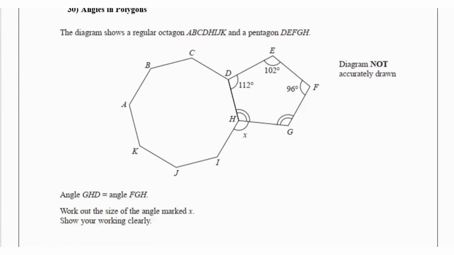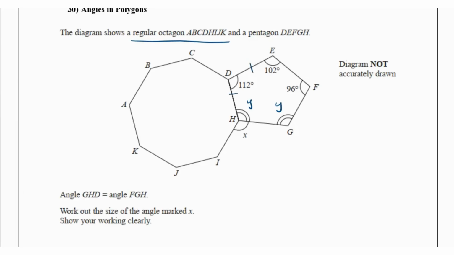The diagram shows a regular octagon A, B, C, D, H, I, J, K and a pentagon D, E, F, G, H. Angle GHD is equal to angle FGH. Work out the size of the angle marked x. So they have already given us three interior angles of the pentagon. Notice that the octagon is regular, but the pentagon isn't. But in the pentagon, they're saying that these two angles are equal. So if we call this y, this is also y.